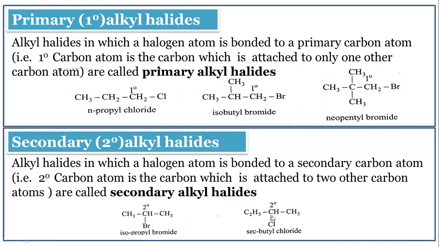See, in this example also, chlorine is attached to a carbon atom, and this carbon is secondary because it is bonded to this first carbon and this second carbon. So the name is secondary butyl chloride, and this is isopropyl bromide.